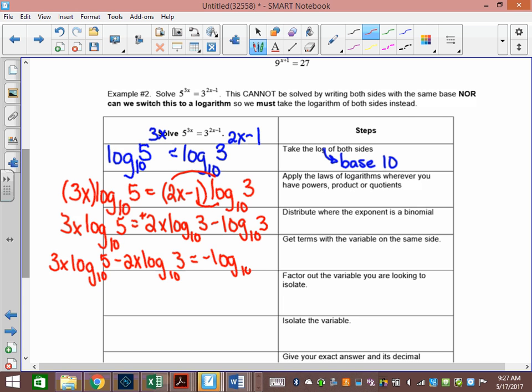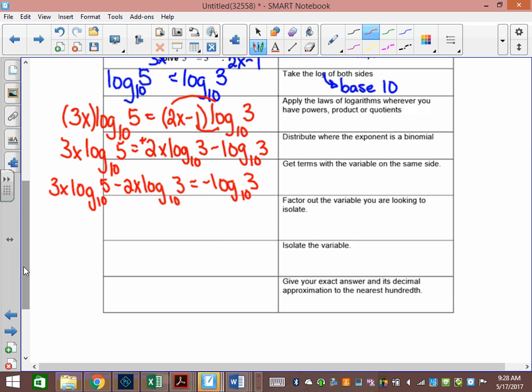Now, if they did the steps like this, and they asked you where they made an error, but they didn't write the little base 10s along the way, would they be wrong? No, please don't tell me they errored. Don't tell the government they errored in that step. The base 10 doesn't need to be there. The base 10 is just there so you stop putting the 5 and the 3 in the base. Okay?